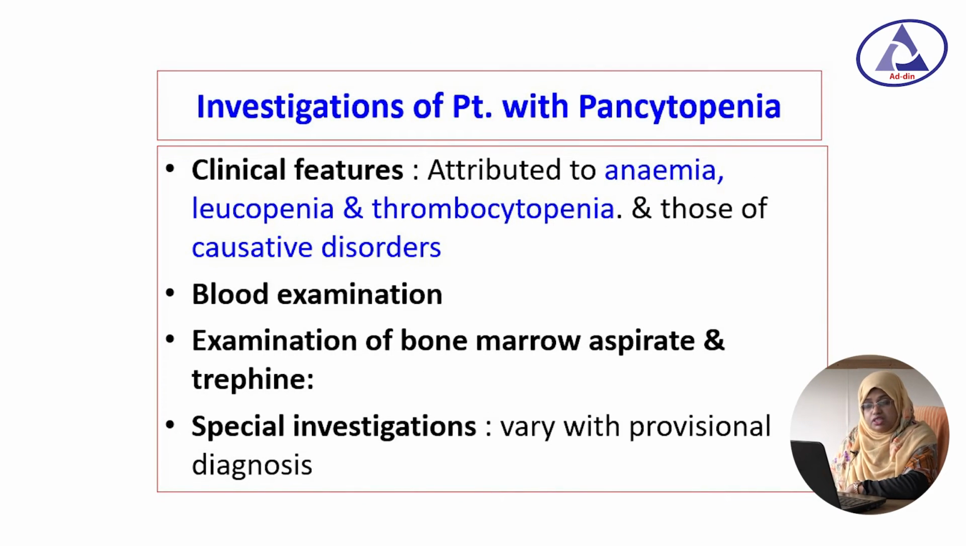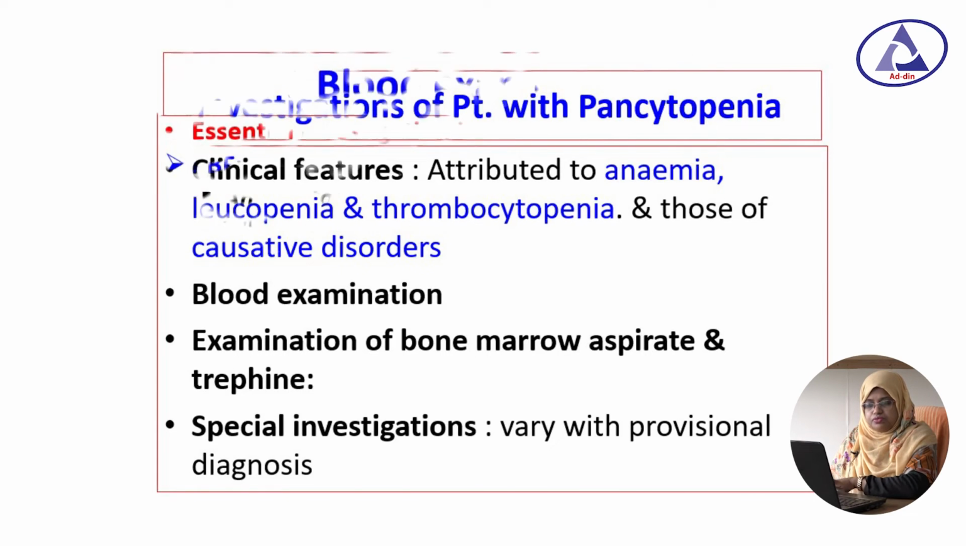Now, what are the investigations of a patient with pancytopenia? At first we will observe the clinical features, which may be attributed to anemia, leukopenia, thrombocytopenia, and those of the causative disorder. Then we will do the blood examination. After that, examination of the bone marrow, trephine biopsy, and lastly special investigation for the provisional diagnosis.